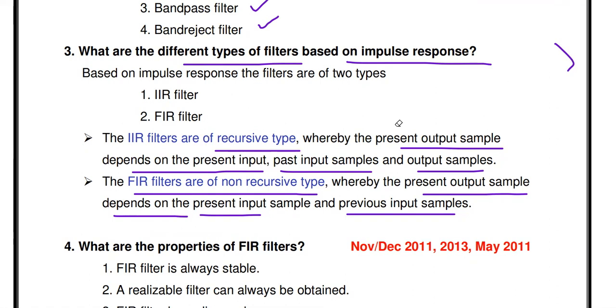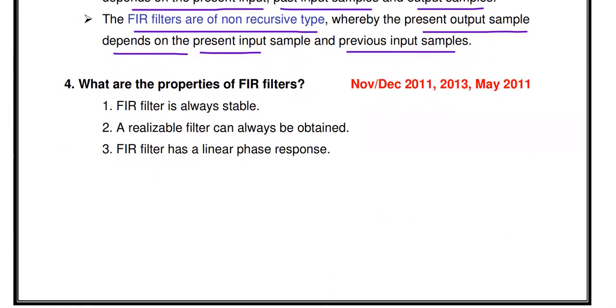Then the next question: what are the properties of FIR filter? This is a very important question, asked in 2011, 13 and May 2011. So, properties of FIR filter. FIR filter is always stable. FIR filters are always stable. It's a very important point.